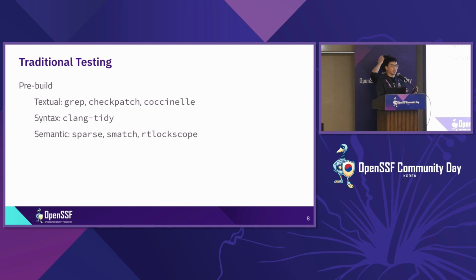So in the pre-build phase, it's more like working with the source code. You have something very textual, like grep, which just uses regex to find some bugs. And you have something higher level like clang-tidy, which knows the C syntax, so it can do some syntax checking. And on an even higher level, we have more semantic tools. Those are like sparse and smatch and RT-log scope. They know the C syntax, but even on a higher level, they know some structures that are used by the Linux kernel. For example, they know what a lock is and what you can or cannot do with locks.